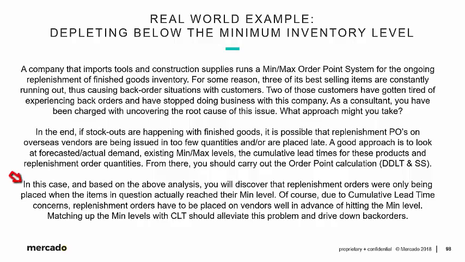In this case, and based on the above analysis, you will discover that replenishment orders were only being placed when the items in question actually reached their min level. Get all the way down to the min and then place the order. Well, of course we're going to run out because there's cumulative lead time to be dealt with. Of course, due to cumulative lead time concerns, replenishment orders have to be placed on vendors well in advance of hitting the min level. Matching up the min levels with cumulative lead time should alleviate the problem and drive down back orders.